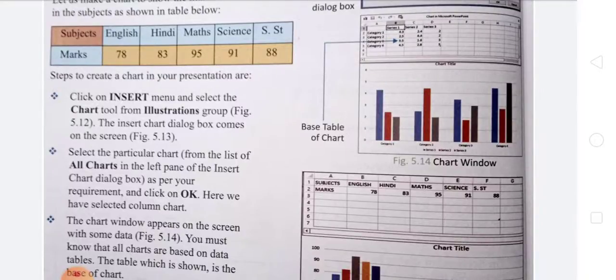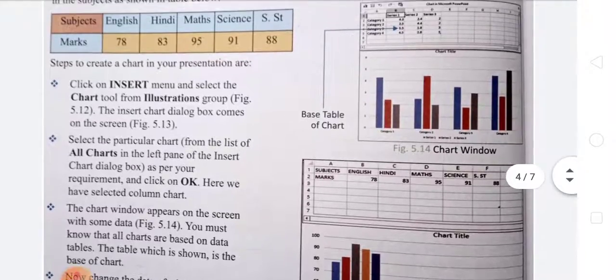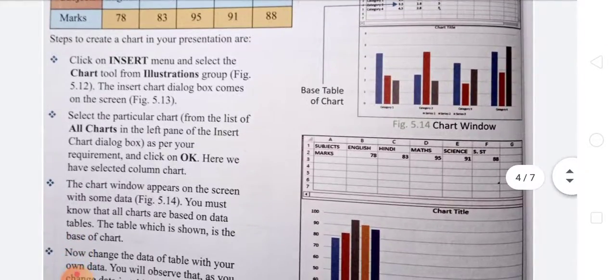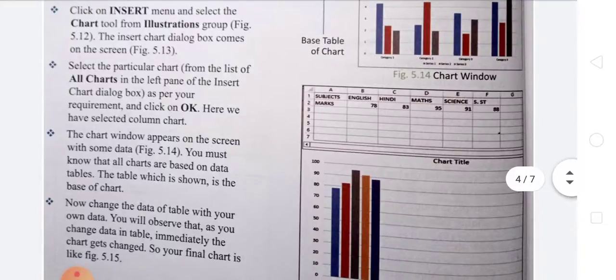The steps for creating this type of chart are: first of all, go to the Insert menu, then go to Chart in the Illustrations group. Then whatever chart you want, select it and click OK. Then the column chart or any other chart, whatever you want, is shown on your screen. The chart window appears on your screen with some data.